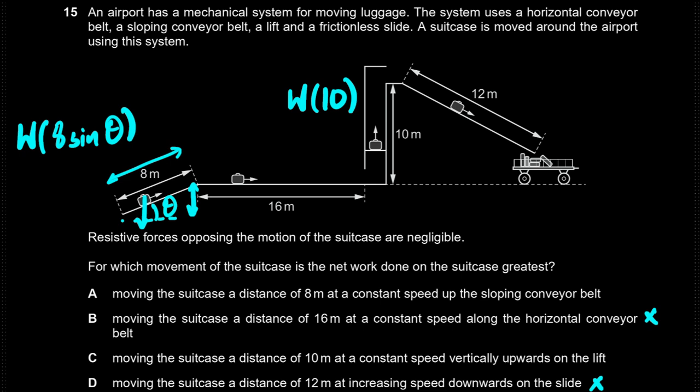So what's greater, 10W or 8W sine theta? W is the common denominator here. We just need to compare 10 and 8 sine theta. Sine theta is always a value between 0 and 1. So this thing is at max going to be equal to 8. Otherwise, it's always going to be less than 8. So obviously, this is the greater one. So when it goes to the 10 meter height, that's the correct answer in this case. So this was a slightly conceptual question.